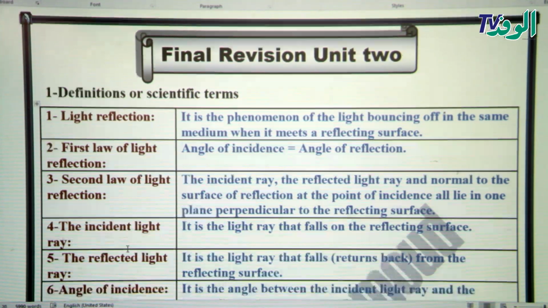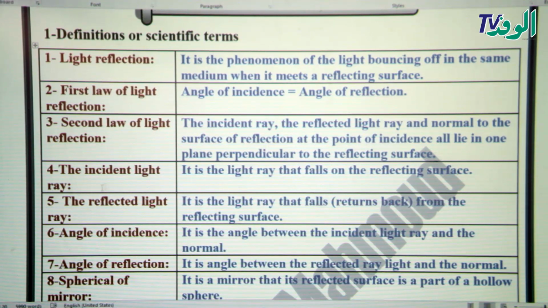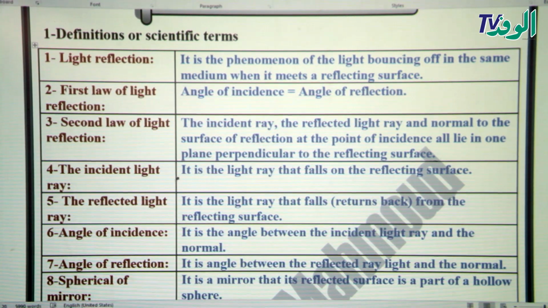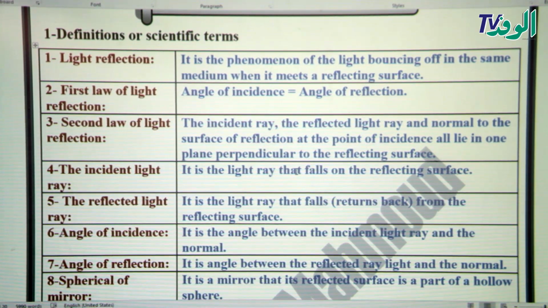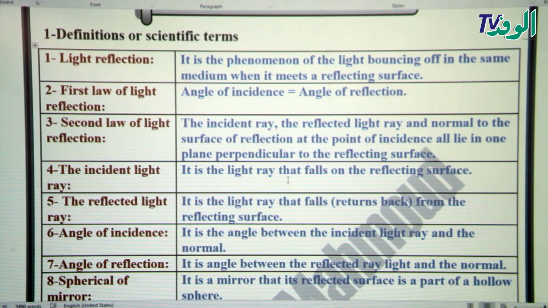Number four, the incident light ray. What's meant by the incident light ray? It is the light ray that falls on a reflecting surface. Another meaning, it is the narrow beam of light representing the light when it falls on a reflecting surface.